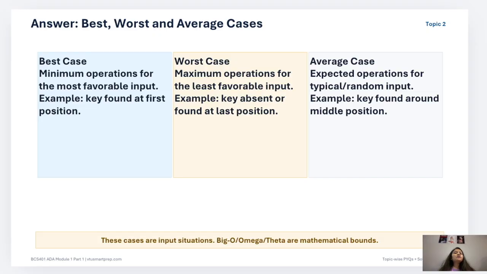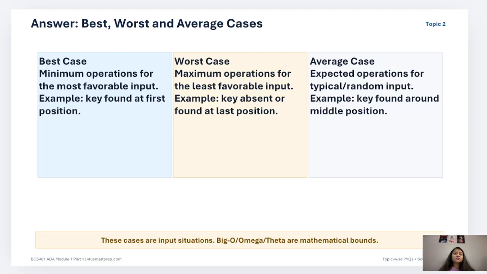And then we have the average case, which means the expected number of operations for typical or random input. For example, let's say I want to search an element in an array and the key may be found somewhere around the middle of the array. Okay, so that is nothing but your average case.